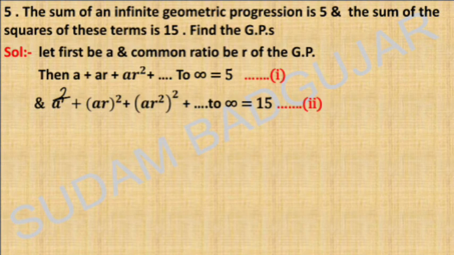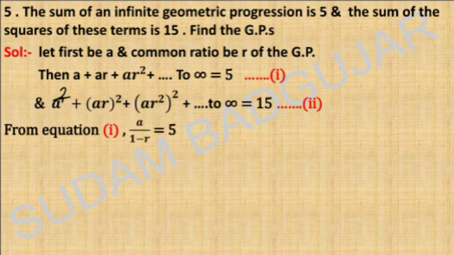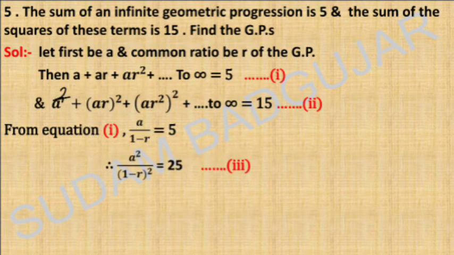Okay, and you are familiar with this. What is the sum of this one? Here A is the first term and R the common ratio, then S is equal to A upon 1 minus R, which is equal to 5. From 1, A upon 1 minus R is equal to 5. On squaring, A square upon (1 minus R) the whole square is equal to 25. Suppose this is equation number 3.